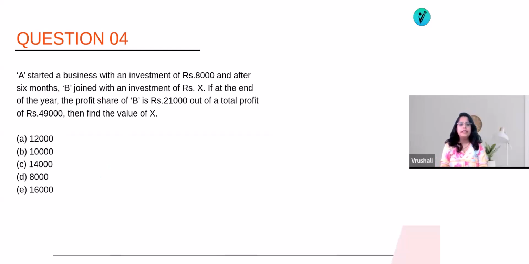What are they saying? A started a business with an investment of 8,000 and after 6 months B joined with an investment of X. If at the end of the year B's profit share is 21,000 out of the 49,000. Out of the 49,000, A and B are here. If B received 21,000, how much will be A? A will be 49,000 minus 21,000, that means 28,000. So A has received 28,000, B has received 21,000. What is the value of X?